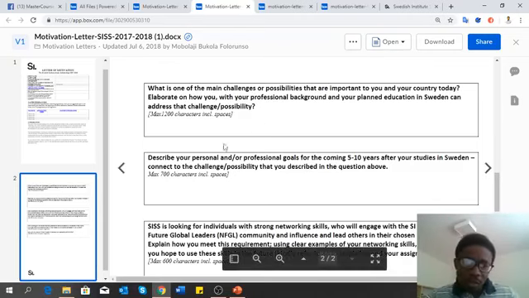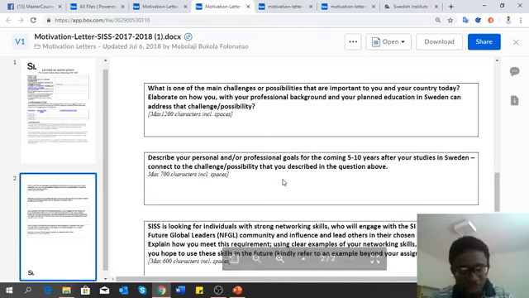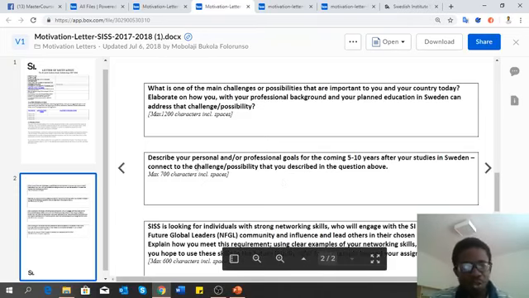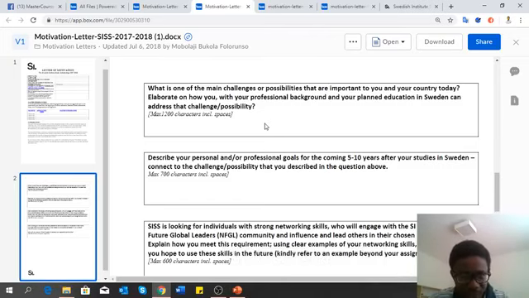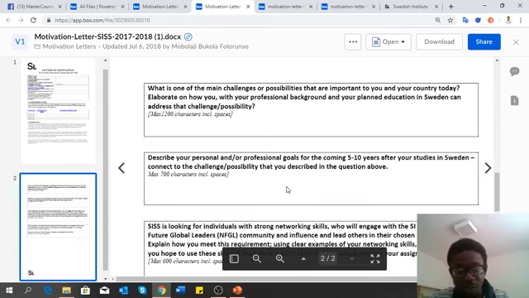The second question is, describe your professional goals for the coming 5 to 10 years after your studies in Sweden. Again, they want to know about your goals, ambitions and objectives, what you plan to do in your country, and then connect to the challenge that you described in the question above. What they are trying to say here is, you talked about a challenge in question 1. So how do you intend to address this challenge in the next 5 to 10 years? That's what they are trying to say in this second question.